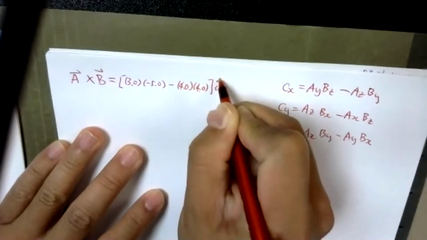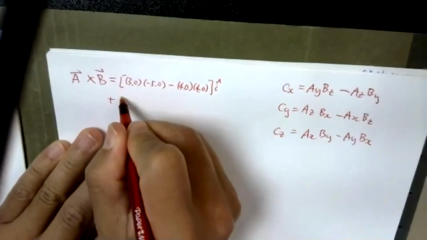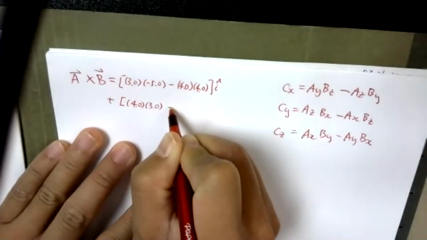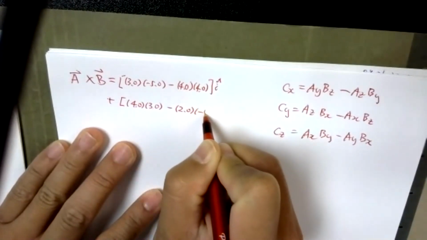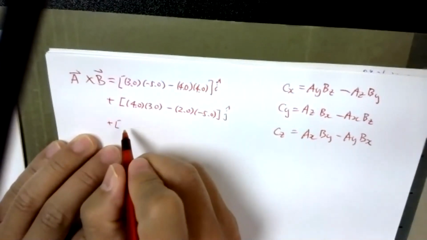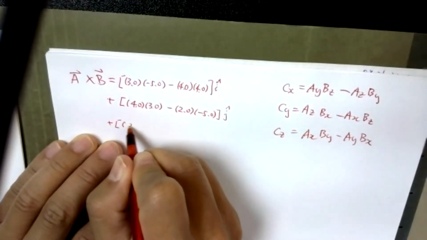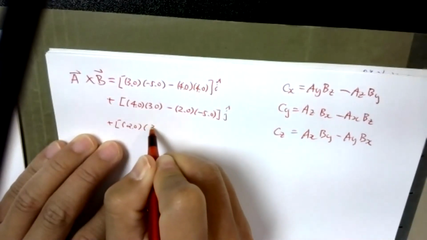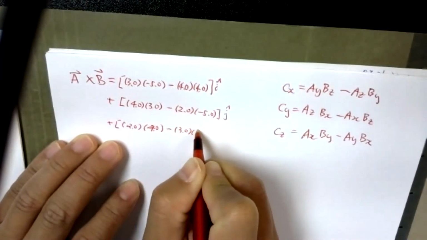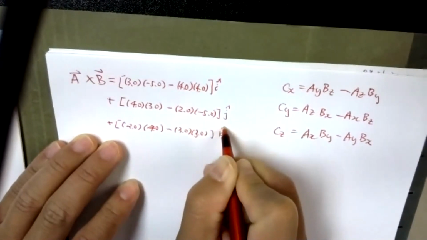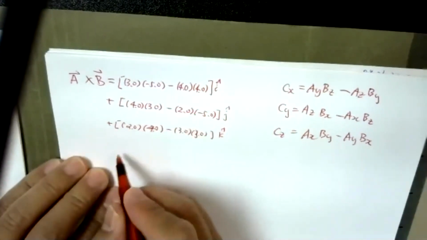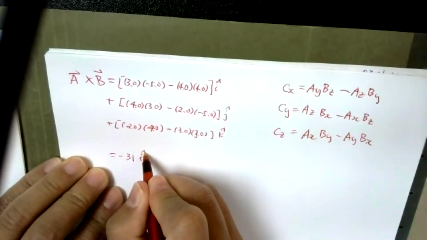So that's the i direction, plus Az is 4, and then Bx is 3, minus Ax is 2, Bz is minus 5, okay? This is j, and then plus the z direction: Ax 2, By 4, and then Ay 3, Bx also 3, okay? It's k, okay? So then minus 15 minus 16, that will give you minus 31, okay?